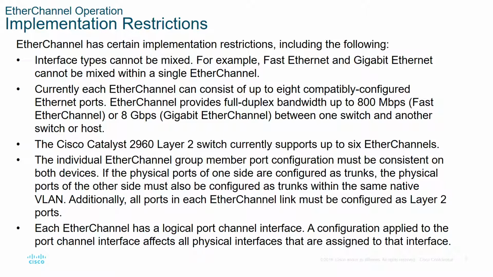The individual EtherChannel group member port configuration must be consistent on both devices. If the physical ports on one side are configured as trunks, the physical ports on the other side must also be configured as trunks within the same native VLAN. Additionally, all ports on each EtherChannel link must be configured as Layer 2 ports. Each EtherChannel has a logical port channel interface. A configuration applied to the port channel interface affects all physical interfaces that are assigned to that interface.